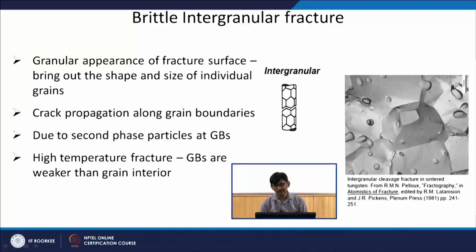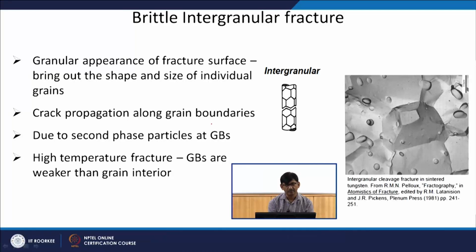So, in this case you get a granular appearance, because it is going through the grain boundary. The shape of the grain is actually what you see very nicely on the fracture surface. If you want to compare this kind of fracture with anything you see in day to day life, take a thermocol, those white packing material in which you get electronic equipment, your monitor and so on, and just break that thermocol. Whatever surface you see, that is how you will see an intergranular fracture.